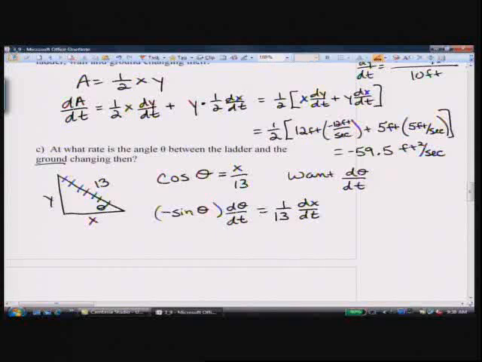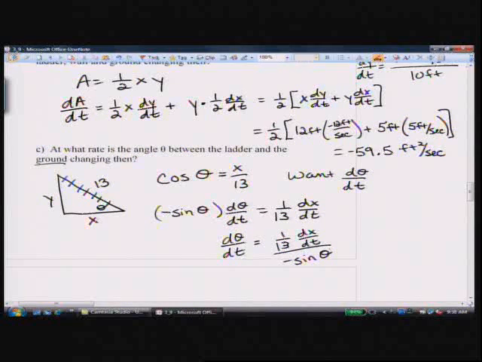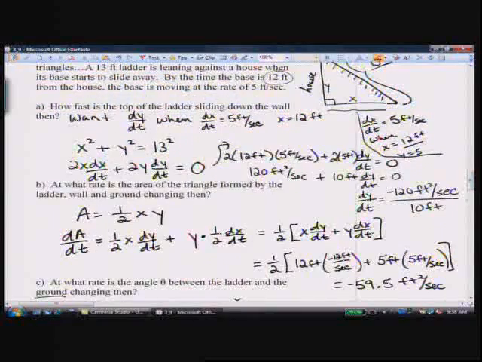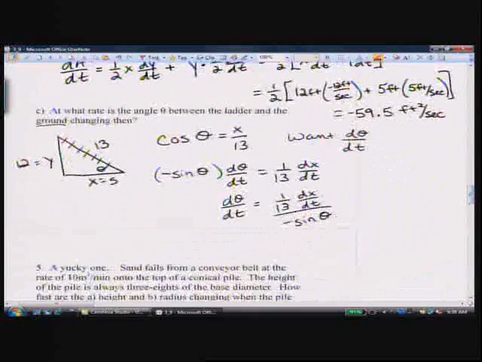Okay. What is the sine of theta? Or so we can solve this for d theta dt, if you want, is equal to 1/13 dx dt divided by negative sine theta. Now, I argue that you actually know all of these at the instant, because at the instant that x is 5, y is 12, and you know dx dt because they told you dx dt. They said it was 5 feet per second. In the beginning, dx dt was 5 feet per second. So you'll put 5 in here.